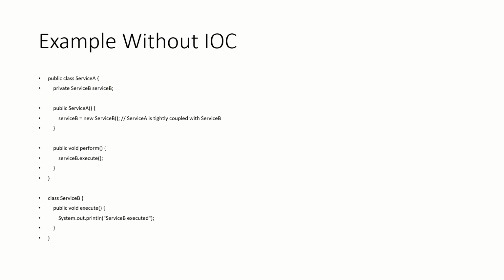And then inside class A, we have a perform method which is trying to use that object of class B to execute the execute method of class B. Okay, so in totality you can see that inside class A, we are creating the object of class B. That means it is tight coupling. We don't have any inversion of control here.